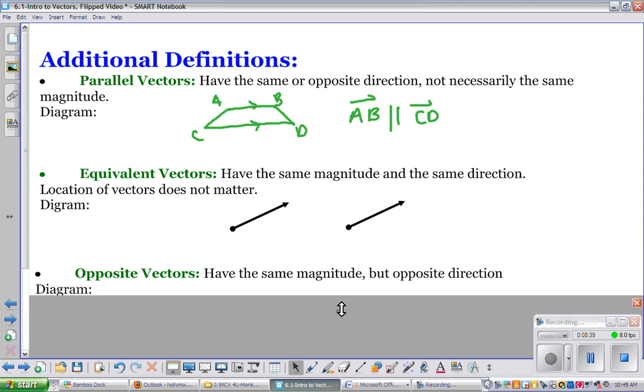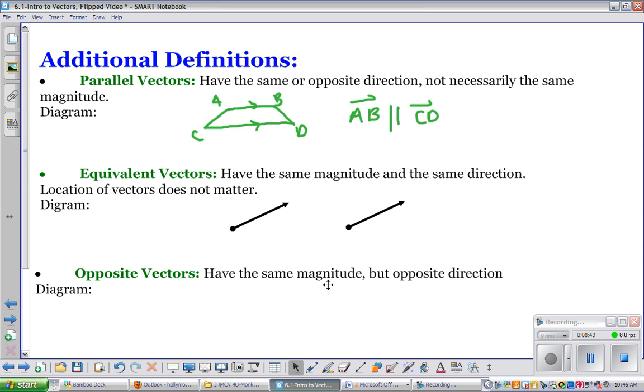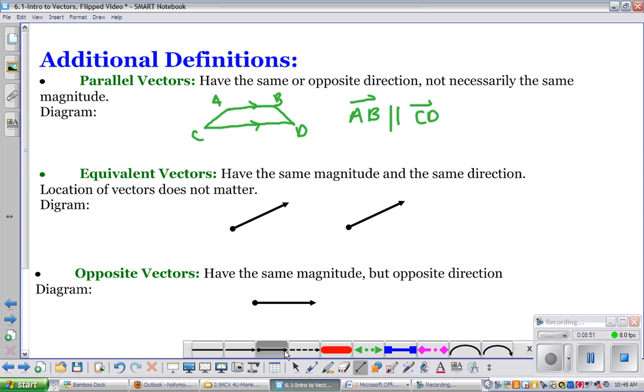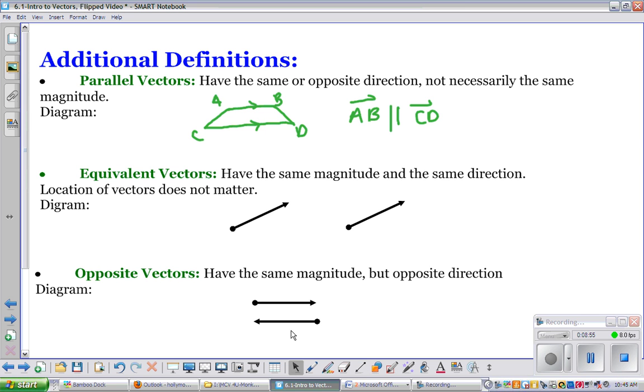The last one is opposite vectors, and opposite vectors have the same magnitude but opposite direction. So I'm just going to draw a vector like this, and I'm going to draw another vector, and we'll go again this way. Now these aren't exactly the same. They should be exactly the same magnitude, meaning the length of them, but they are both in opposite directions. So this could be said, for example, as if it was AB, the opposite would be the negative AB.